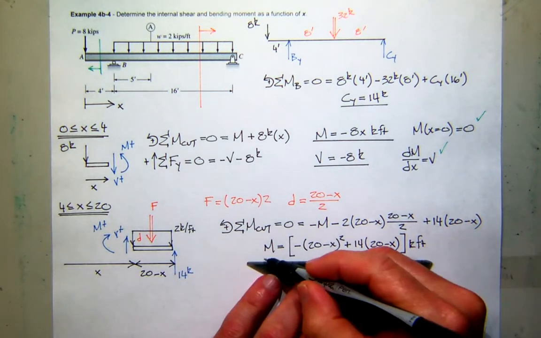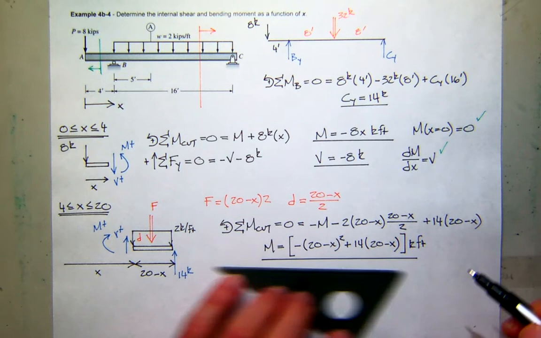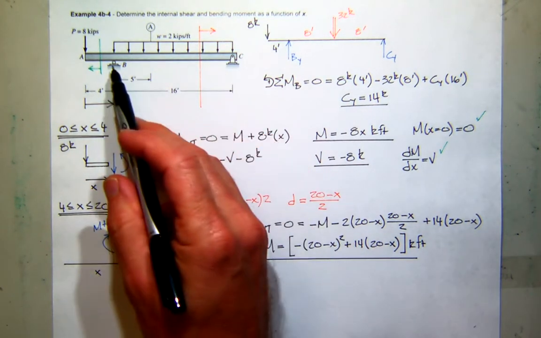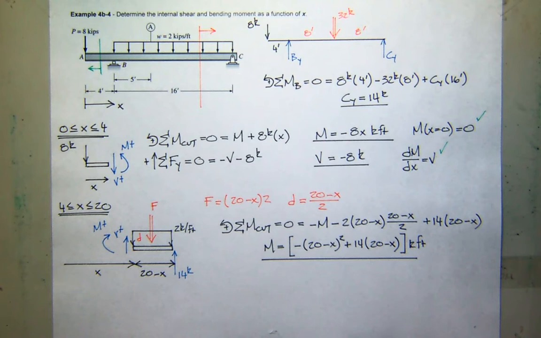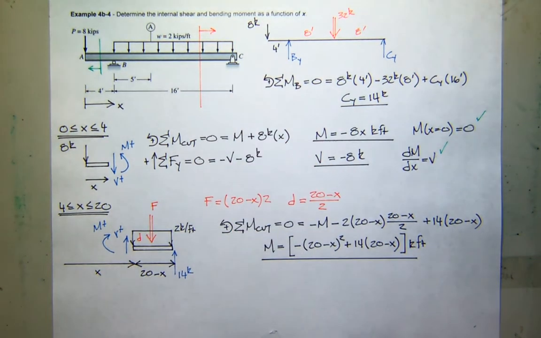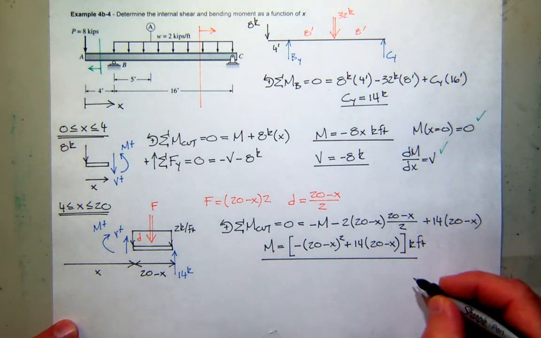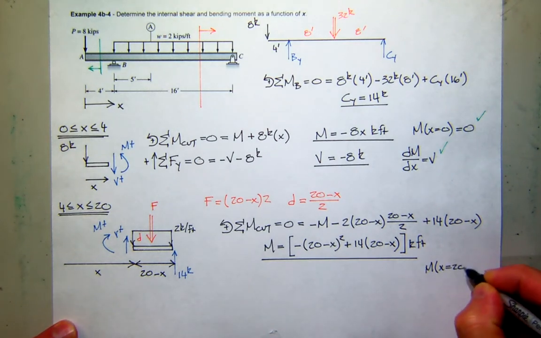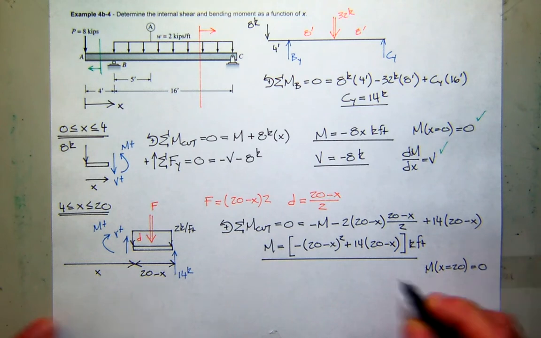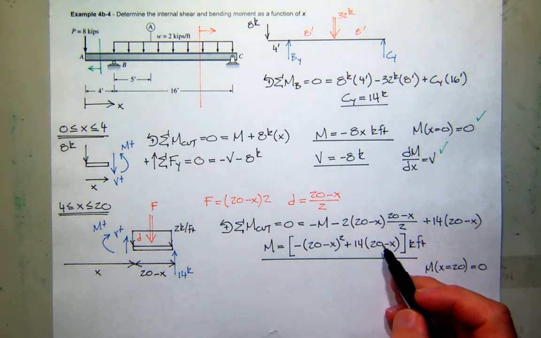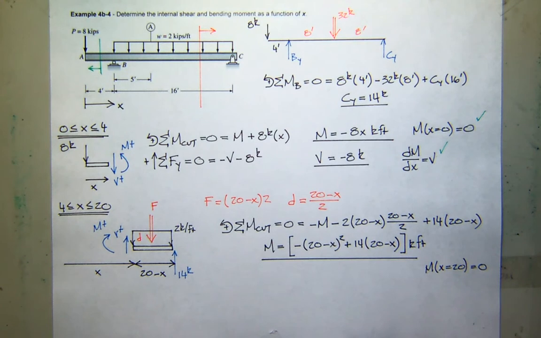Does that work? Well, looking at this range between B and C, do I know the moment anywhere? What's the moment at C? It's 0. It's a pin, right? So is the moment at x equal 20 equal to 0 from this equation? Yes. The answer is yes. You put in x equal 20, you get 0. So that seems to work.